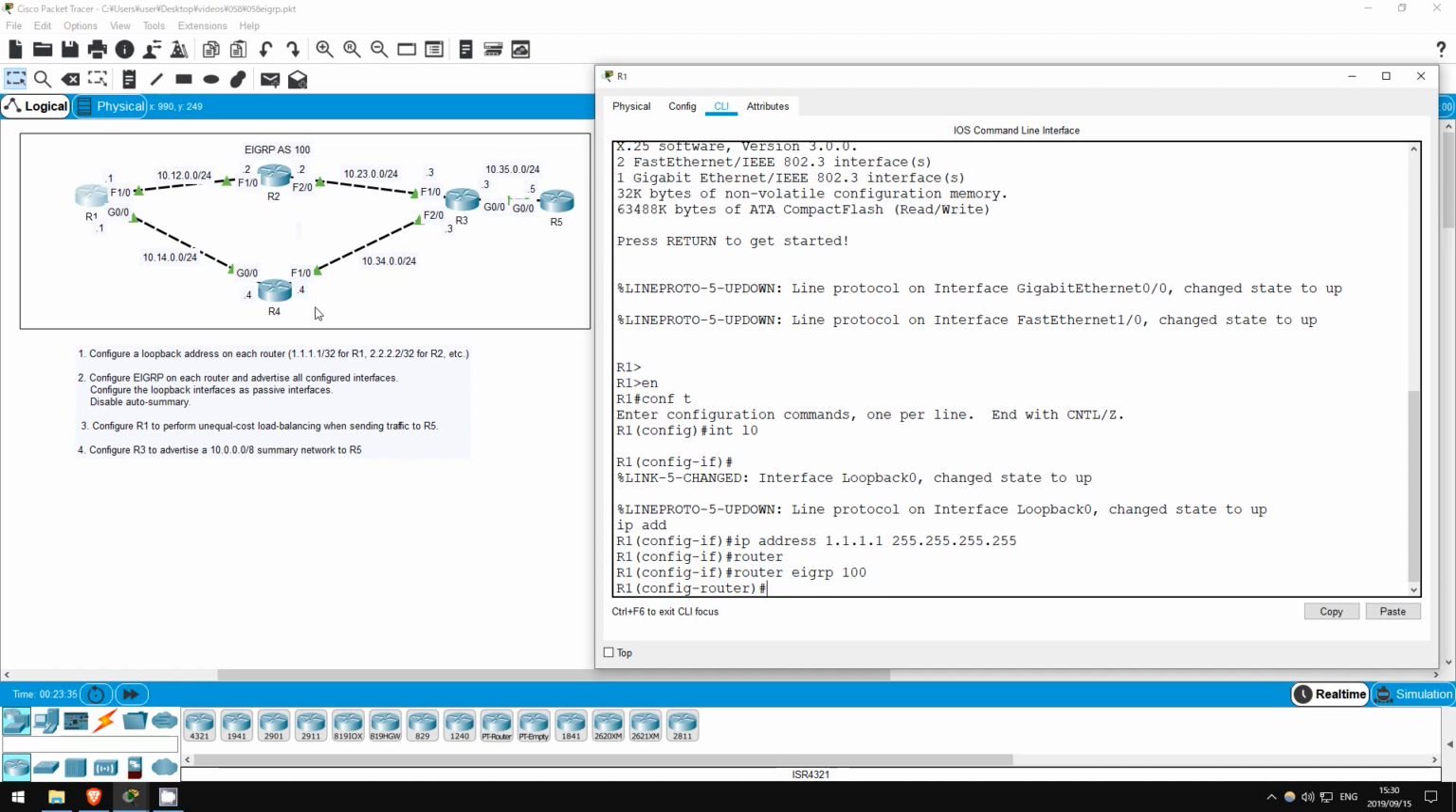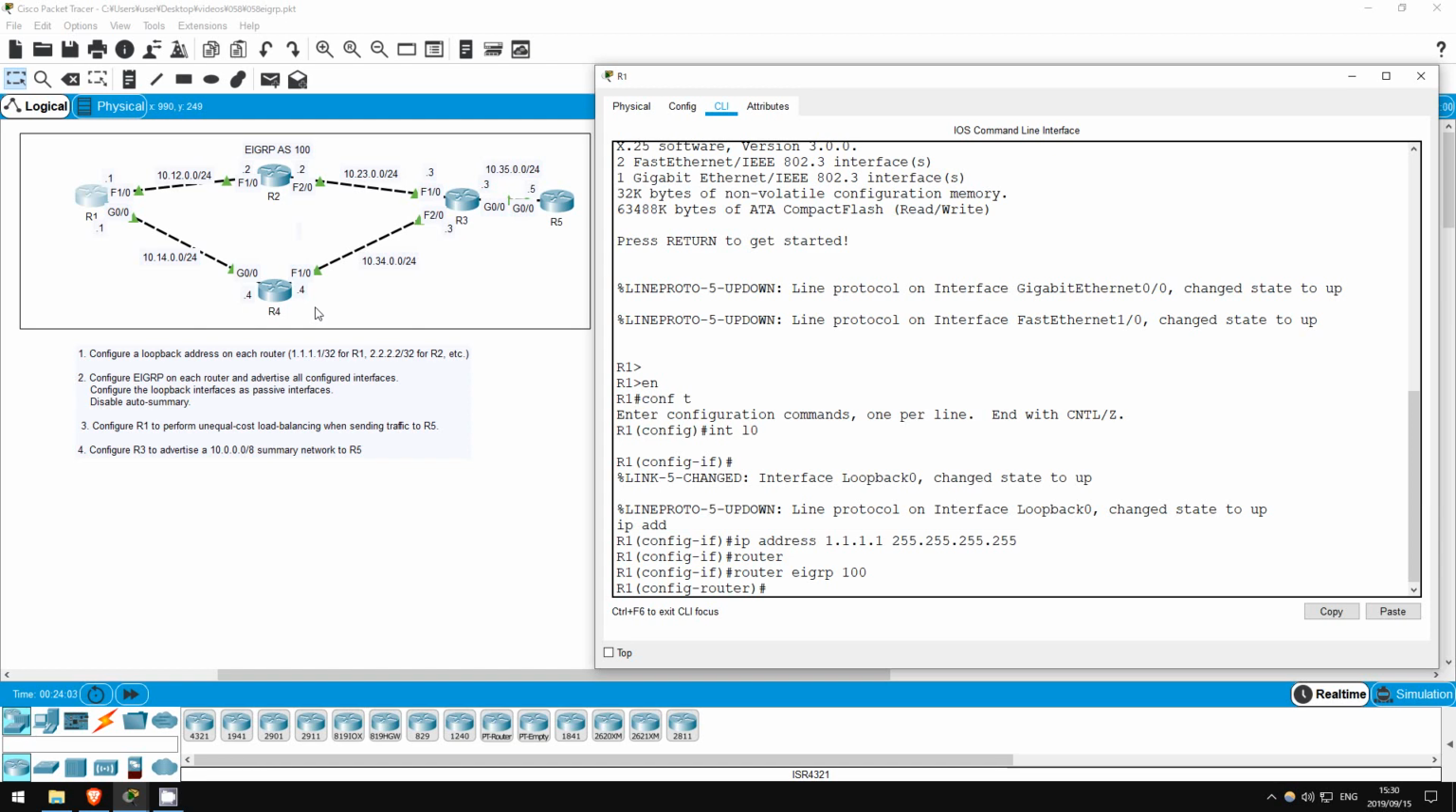While in OSPF, the process ID used in the router OSPF command was only locally significant and could be different on each router in the network, the EIGRP AS number has to be the same on each router in the network. If the AS number is different, routers will not become EIGRP neighbors. Keep that in mind and definitely look out for AS mismatches in any troubleshooting problems on the test.